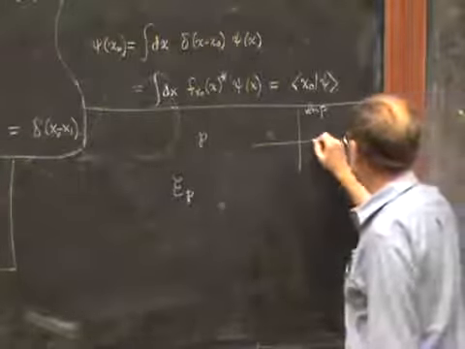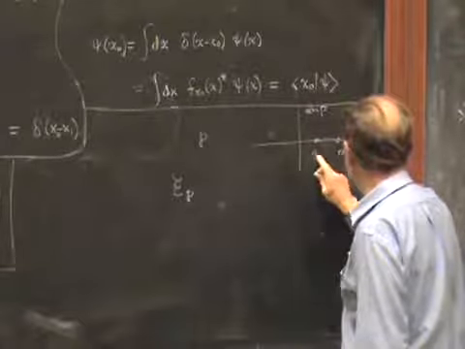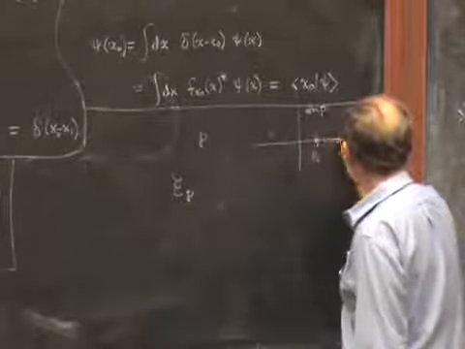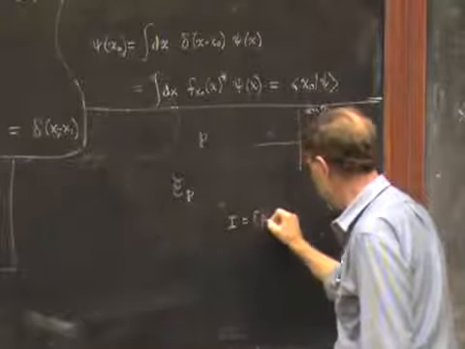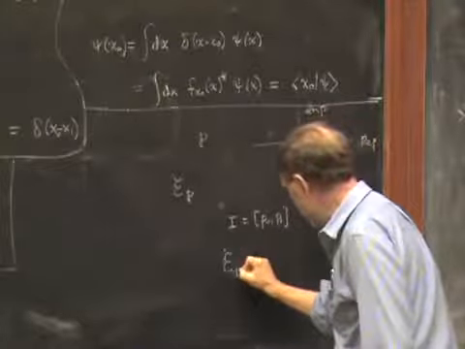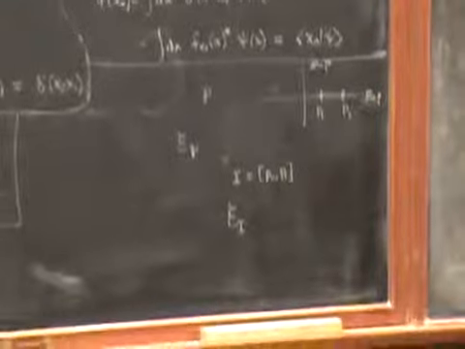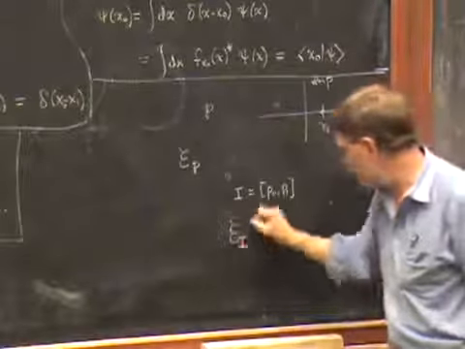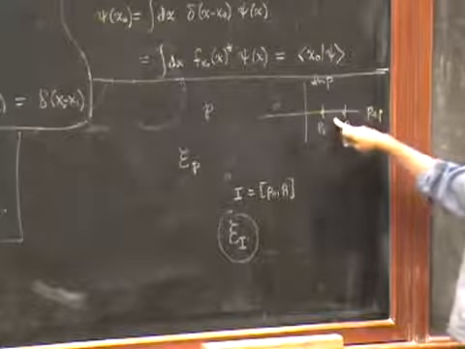On the other hand, if I want to take two values of momentum, let's say P1 and P2, and consider the interval. Let's take the interval I to be equal to the interval from P1 to P2. Then it does make sense to talk about the subspace corresponding to that interval. And later on, I'll write down an explicit formula for this. But I think you can believe this on the basis of what you know about signal analysis.